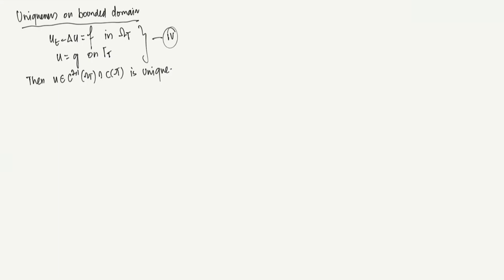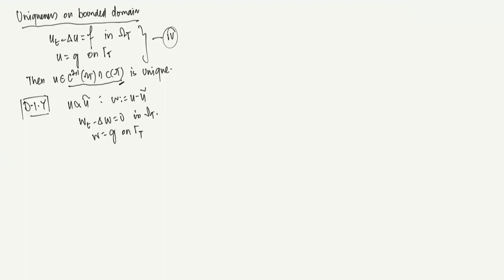How do you show that? This you have to do yourself. Okay, I will give you some ideas. If there are two solutions, u and u tilde, then define w to be u minus u tilde. Since u and u tilde are in this space, w is also in this space. Then w satisfies this equation: w_t minus Laplacian of w equals 0, and w equals 0 on the parabolic boundary of Omega_T.